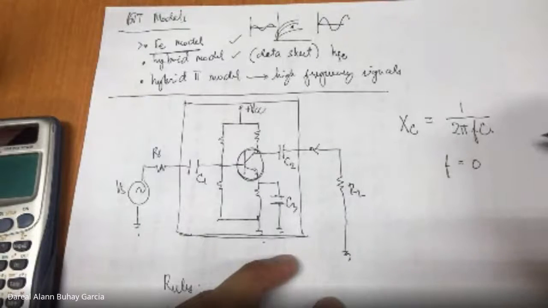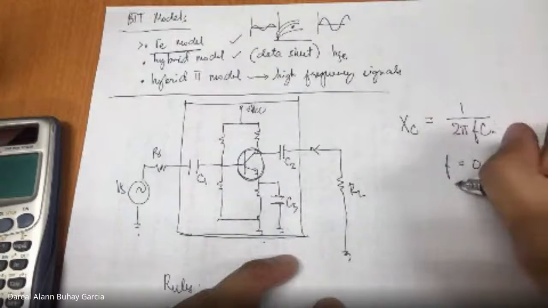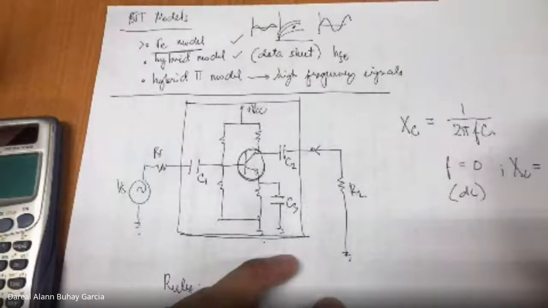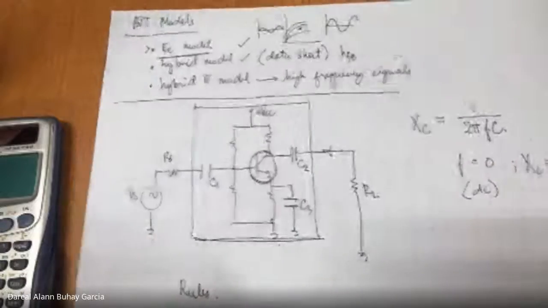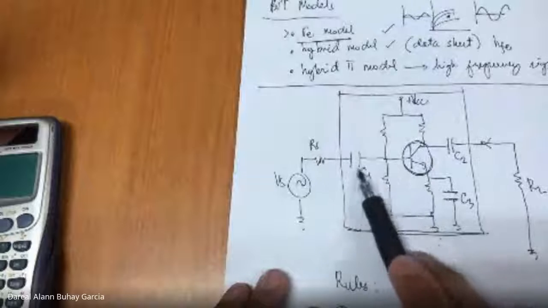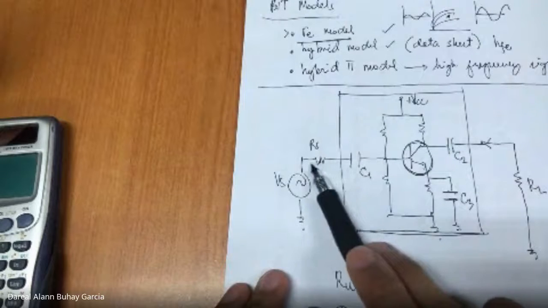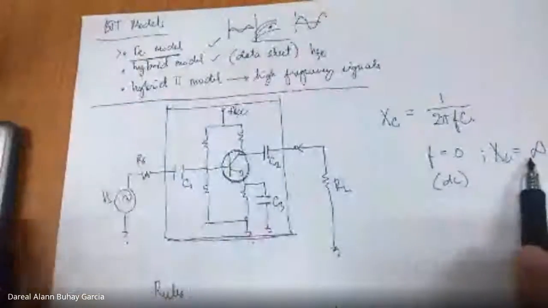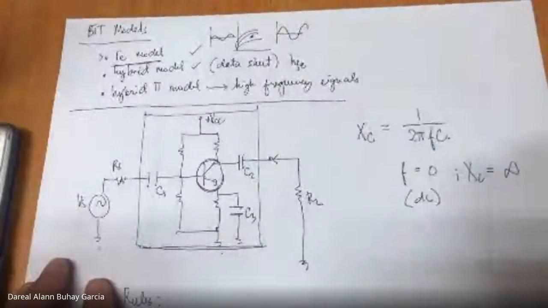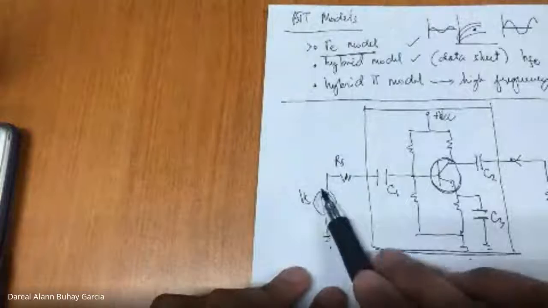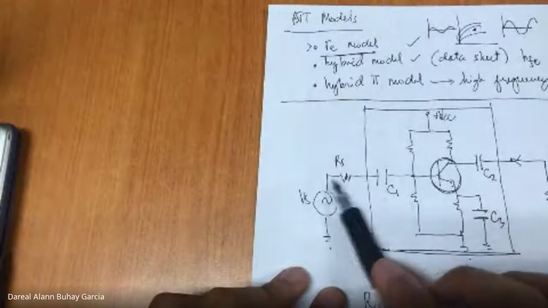So, F is 0, meaning DC, no? Meaning any DC. XC is approximately equal to infinity, a very large value. So, ang response, so to speak, sa capacitor for any entering DC sources would be a very large ohms man ang value sa di ba? Unit sa reactance would be a very large value resistor. That's why dili siya makapass sa DC signal. Okay?